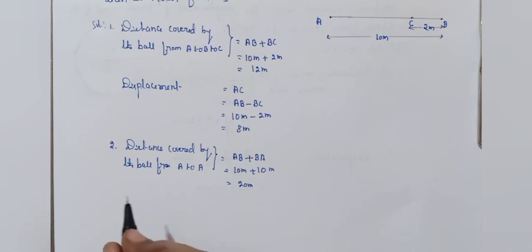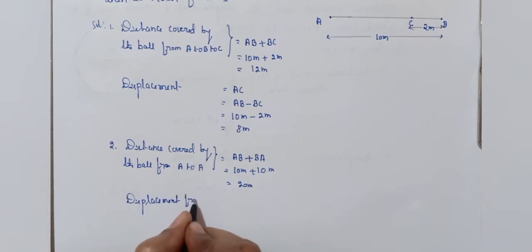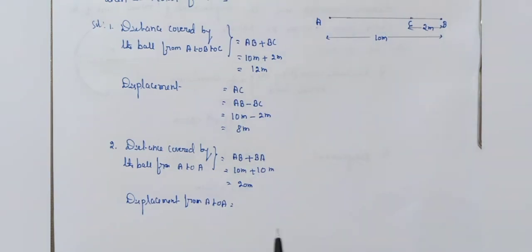Next, displacement from A to A. Here, see, the initial position is A and the final position is also A. So when the initial and the final position of the object is same, then the displacement is 0. So AB minus BA, AB is 10 meter minus 10 meter. So the displacement is 0. When the ball is rolling from A to A, the distance covered is 20 meter and the displacement is 0.